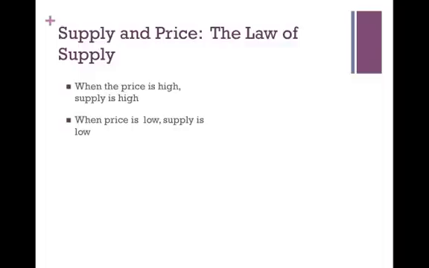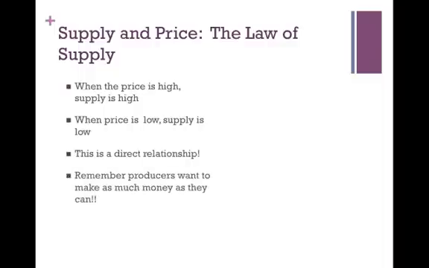When the price is low, the supply is low. I need to make money, and I'm not making money at a low price. This is a direct relationship. Remember, producers want to make as much money as they possibly can.